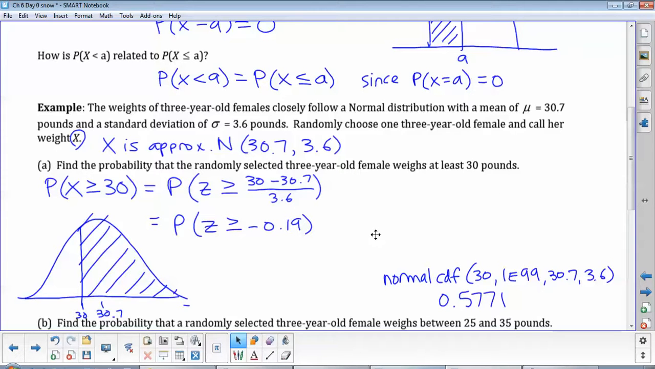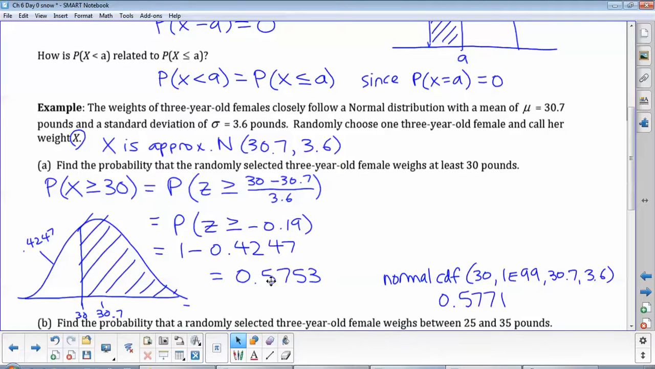Now at this point, you can also put it into the calculator if you're using the calculator. If you're using the table, don't forget your table gives you areas to the left. So if you look up negative 0.19 in the table, you're actually going to get the area to the left of that particular point here. So the area to the left, your table tells you, is 0.4247. So again, if you're using the table, you do 1 minus that number in order to get your answer.